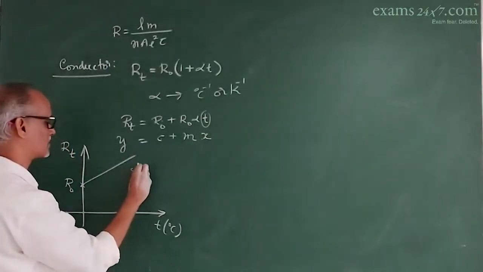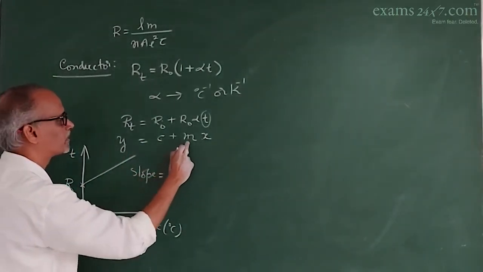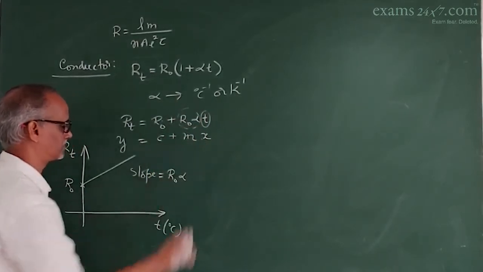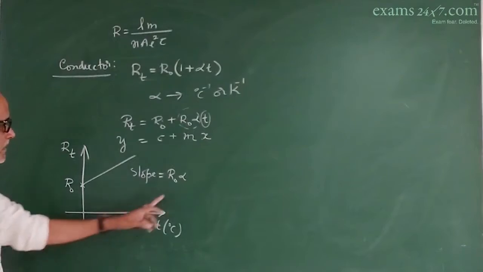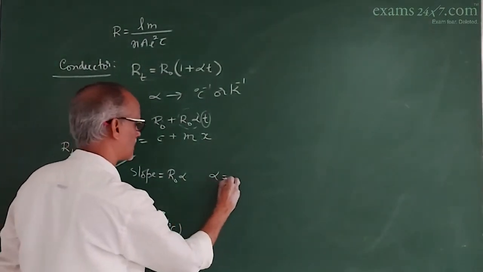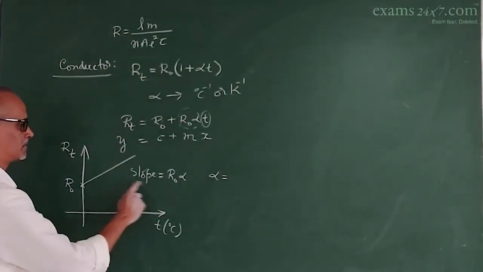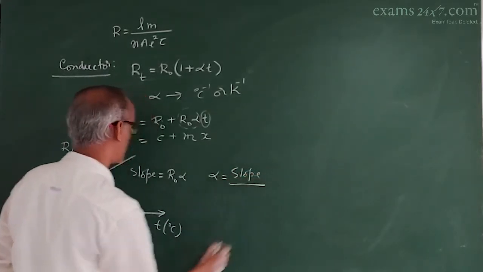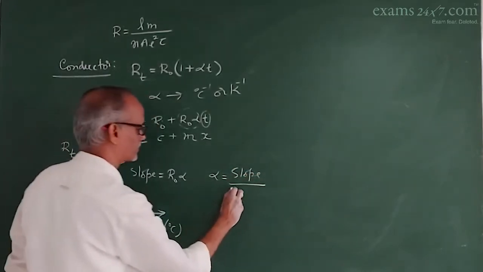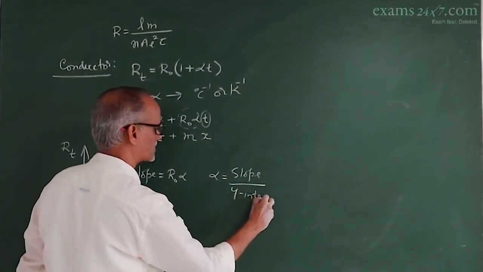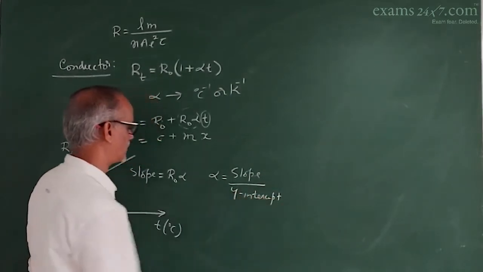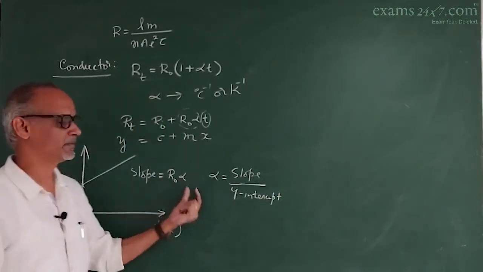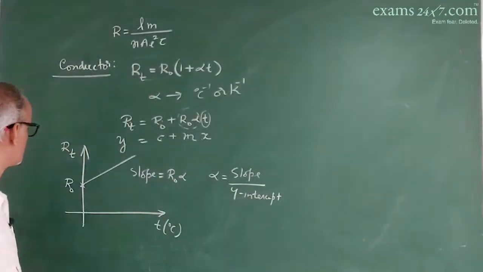And then what about the slope of it? The slope is R0 into alpha. And if you want to find alpha, alpha is nothing but slope divided by y-intercept. The slope by y-intercept gives the value of alpha. The slope is R0 alpha, divided by R0 will give you the value of alpha.